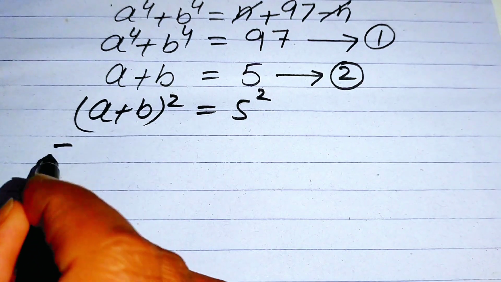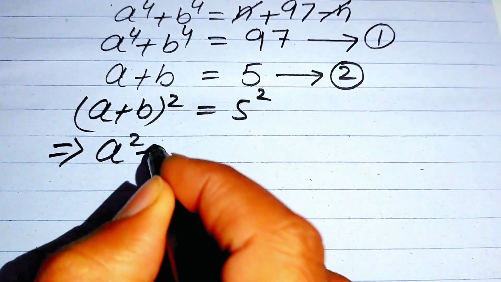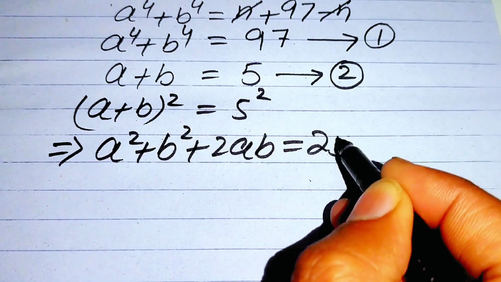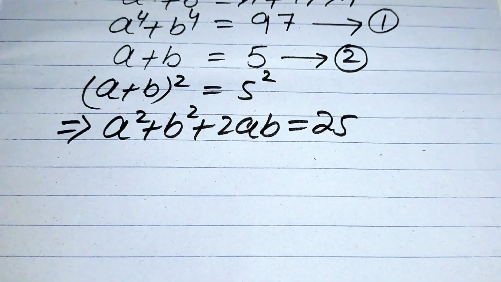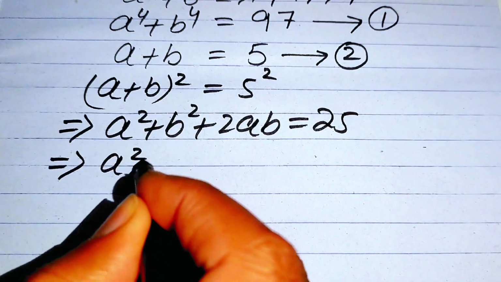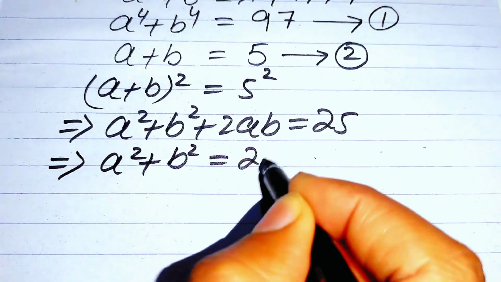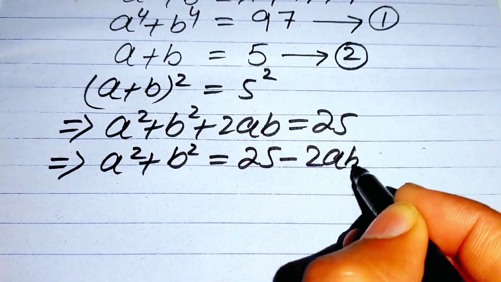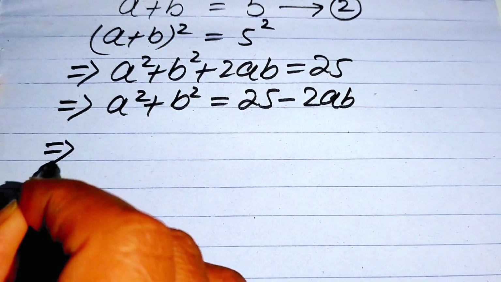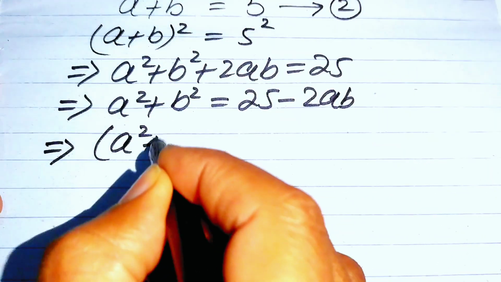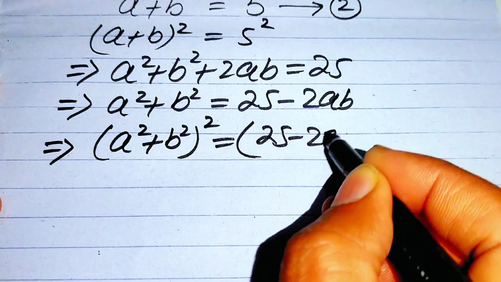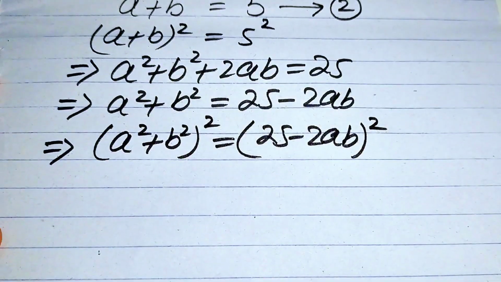So we open this square identity, and it becomes a square plus b square plus 2 times ab equals 25. And now in the next step, we move the 2 times ab to the right hand side, and it becomes a square plus b square equals 25 minus 2 times ab. And now we again take the squares on both sides of this equation, and it becomes a square plus b square, whole squared, equals 25 minus 2 times ab, whole squared.